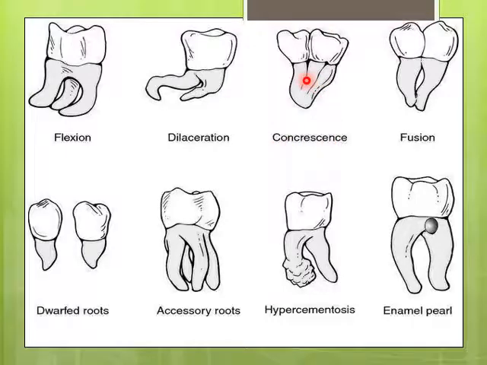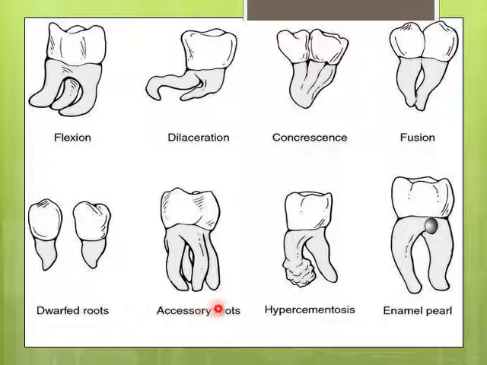In concrescence, there is fusion of the roots of the teeth, and they may cause difficulty in the extraction of the teeth. In the fusion, we can see the two teeth fuse together, and there is a decreased number of teeth present in the oral cavity. In the dwarf root, we have a larger crown and short roots are present.